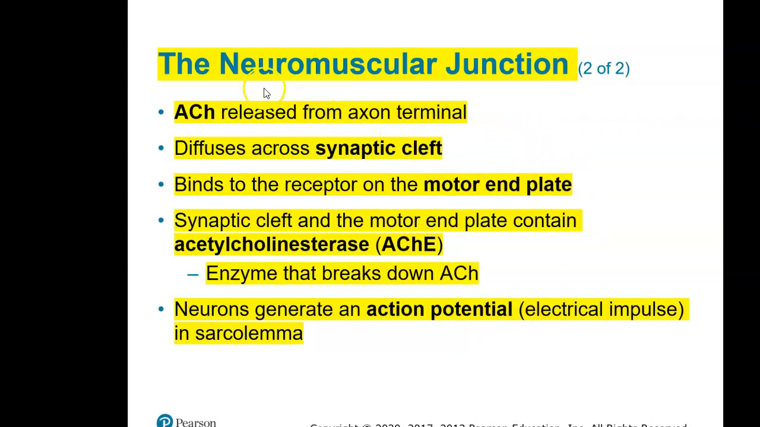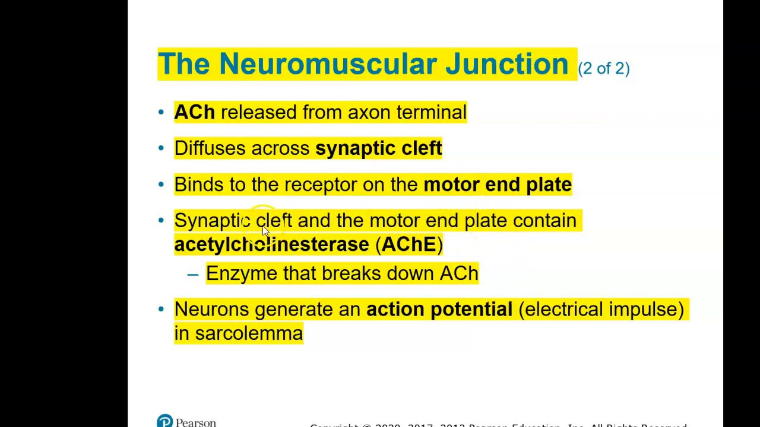So this is what happens. The events at the neuromuscular junction that are going to lead to a muscle contraction start with acetylcholine being released from the axon terminal, diffusing across the gap between the neuron and the muscle. That's called the synaptic cleft, because what's happening here is called a synapse. So the synaptic cleft is just a gap between the nerve and the muscle, the axon terminal and the motor end plate. So acetylcholine is released into that synaptic cleft, and it binds to a receptor on the motor end plate.